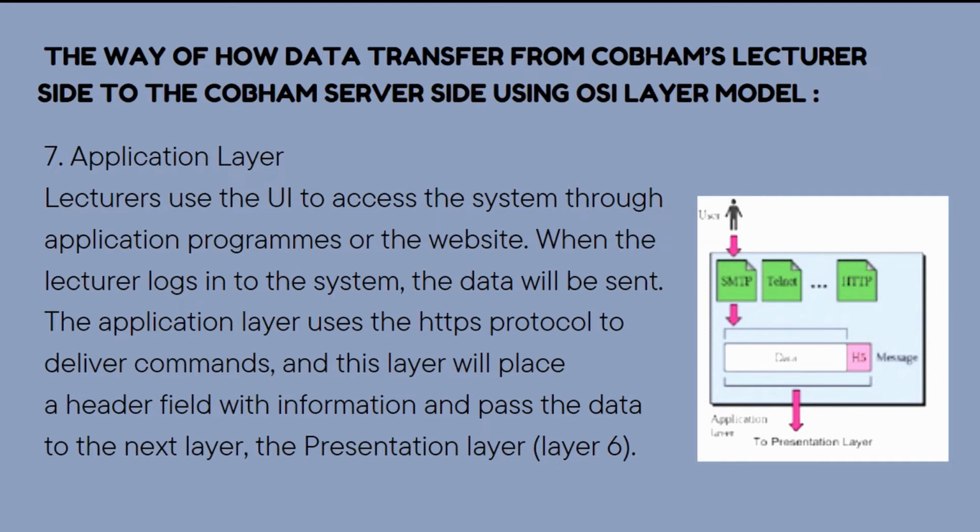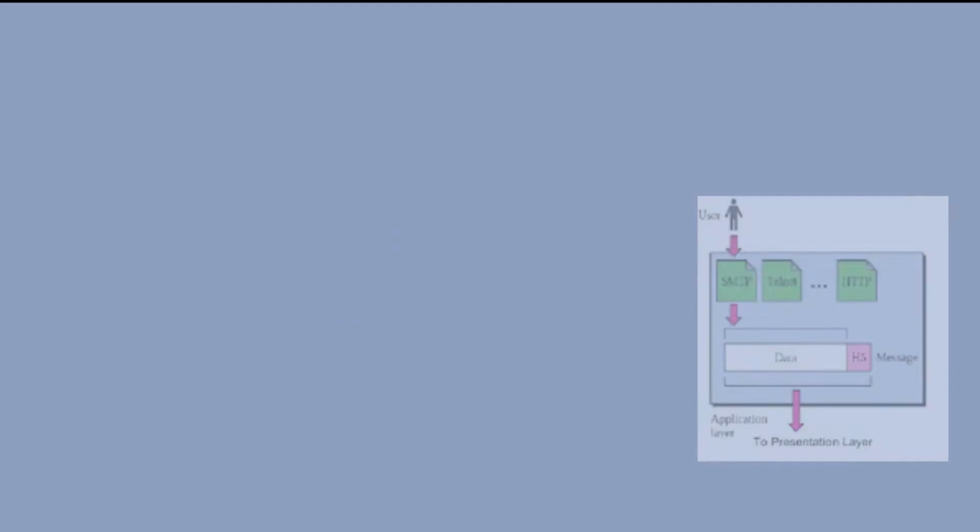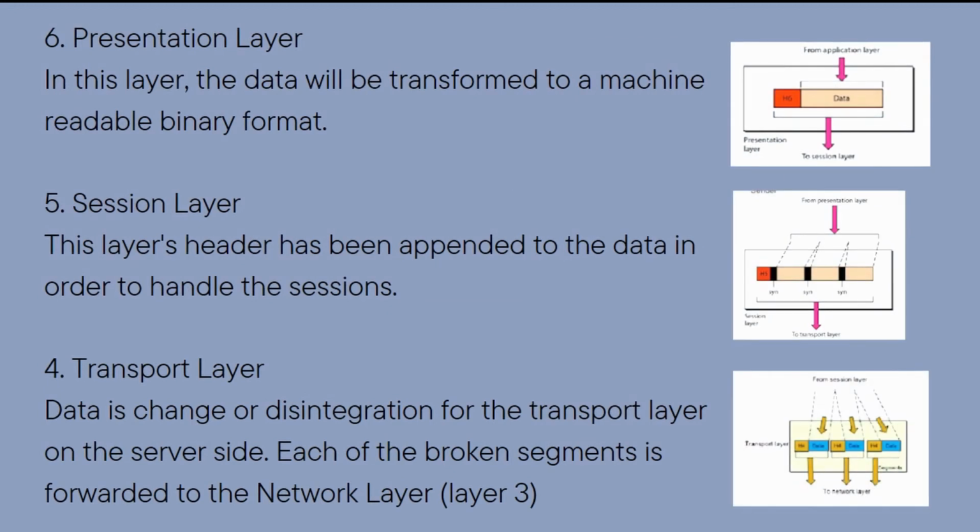The lecturer uses the UI to access the system application program from the website. When the lecturer logs into the system, the data will be sent. The application layer uses the HTTP protocol to deliver commands, and this layer will place a hidden field with information and pass it to the next layer, which is the presentation layer, layer 6. Presentation layer. In this layer, the data will be transformed to a machine-readable binary format.